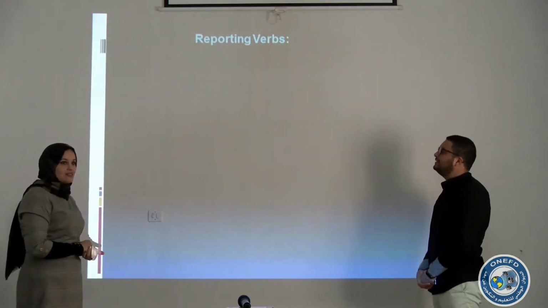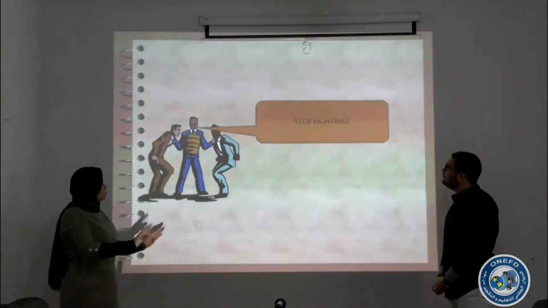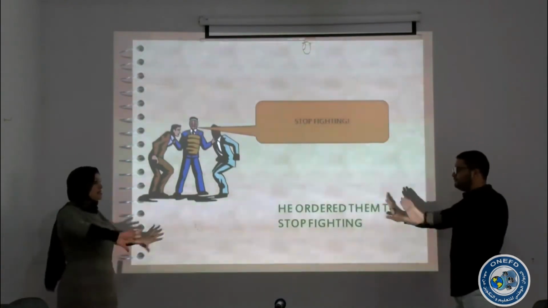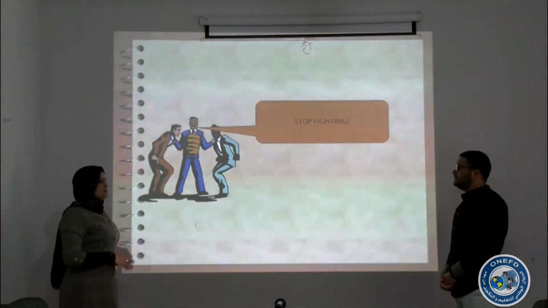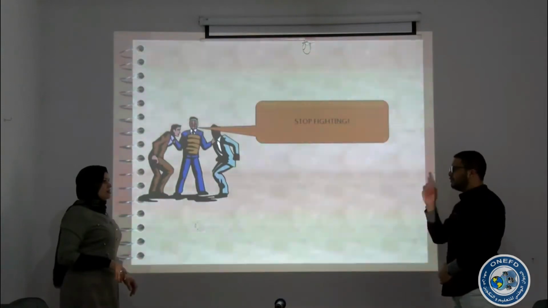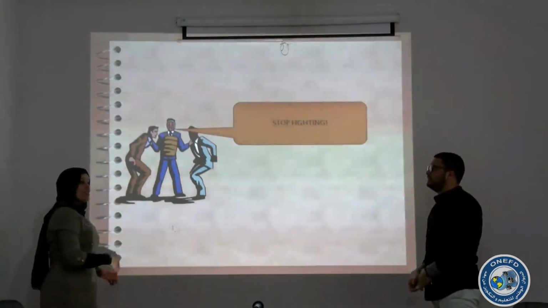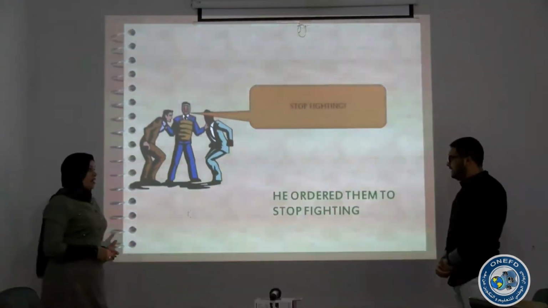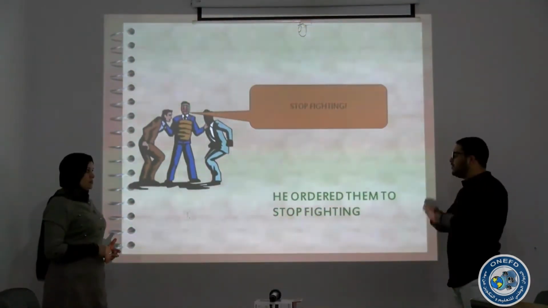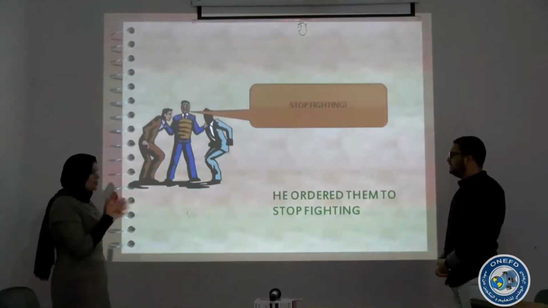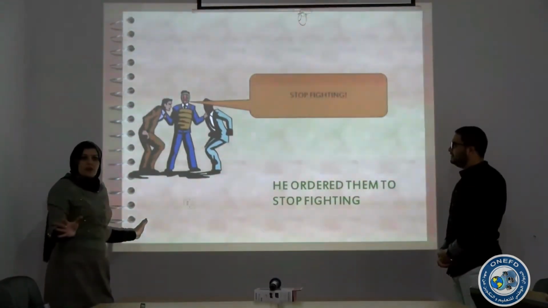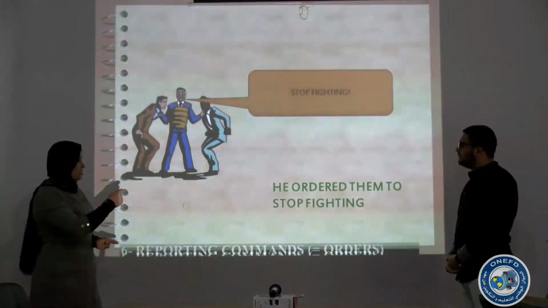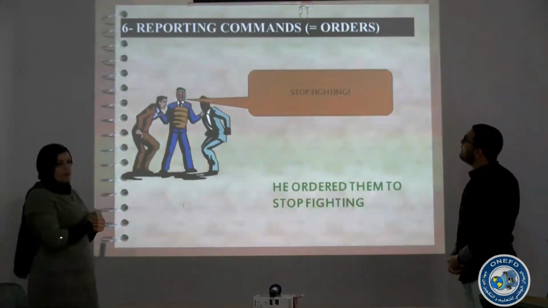Can you give me the slide? Two people are fighting, and the man in the middle said, "Stop fighting." What is this? It's when you order someone to do something, an imperative sentence. So what do we have here? He ordered them to stop fighting. Full stop. We are reporting orders and commands.